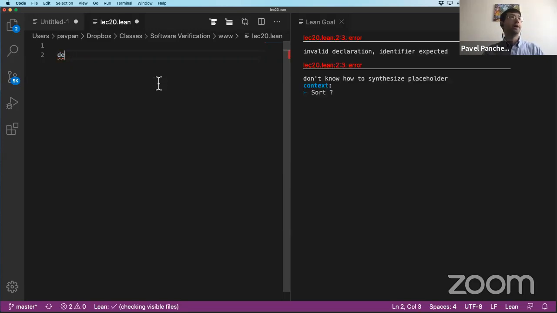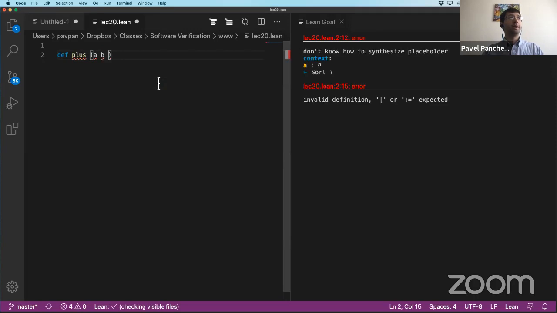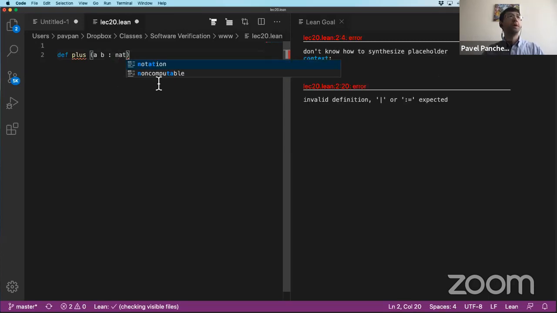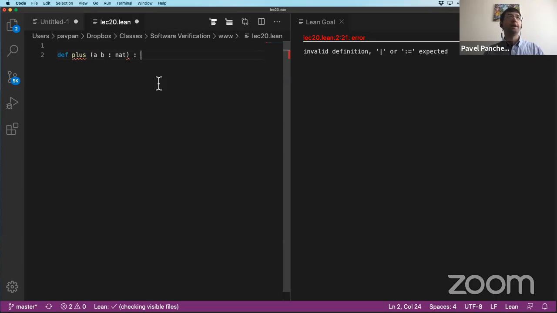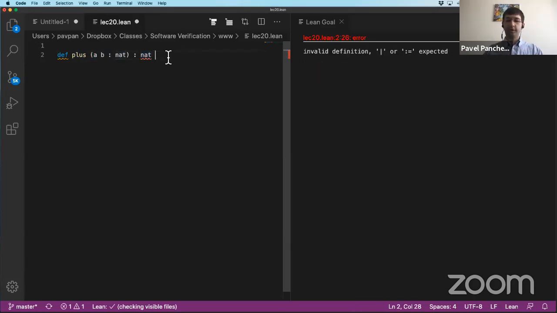So let me start by defining a little function. And this is going to be a very simple function. It's going to take two numbers. And in Lean, there are separate types for non-negative numbers called nat, and for all integers called int. So just for a little bit of variety I'm going to make these natural numbers. And so here I've written down that this is a function plus, it takes two arguments, which are natural numbers, and it produces a natural number answer.